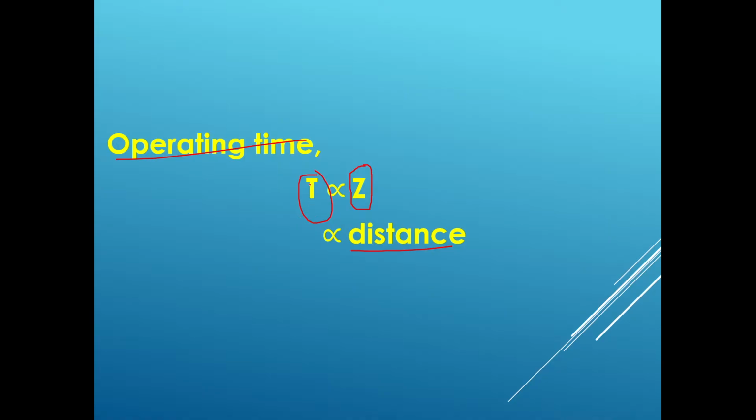Okay, so here I have written T, but at this moment this is not torque. The time of operation of the relay will be directly proportional to the distance at which the fault has occurred. As the fault occurring distance varies, automatically the time of operation will also vary. So the time of operation of this relay is not fixed.